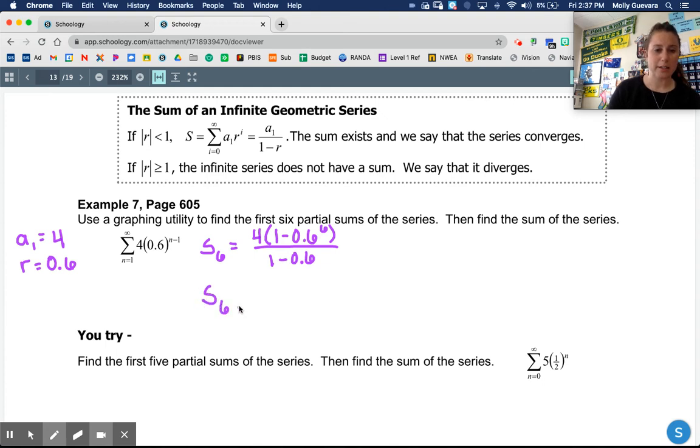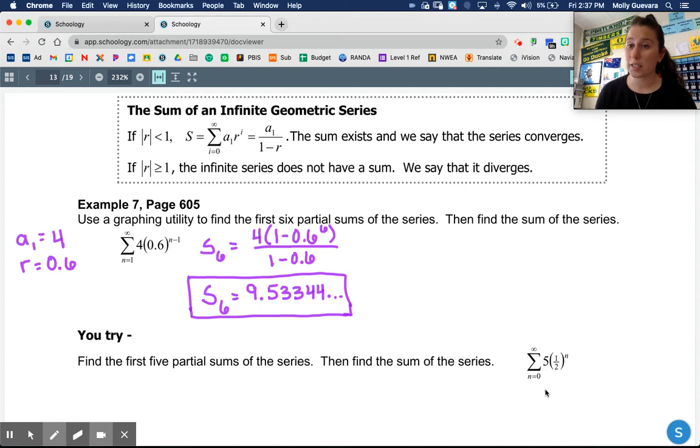And I do some calculator work, and I get that the sum of the first 6 terms is like 9.53344. And I'm purposely writing out a ton of numbers there just because I want to show you something. So there's the sum of the first 6 terms. Now I want to find the sum of the infinite series, right? Do you see how it's going on to infinity? And I can do that because 0.6 is less than 1. So we just use an S. There's no subscript. We're using this formula right here.